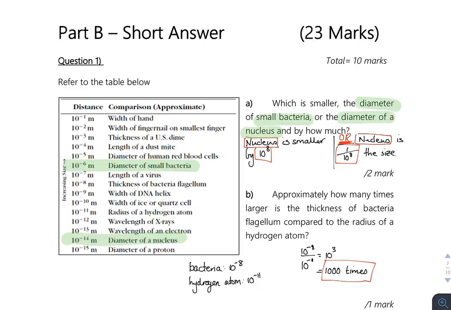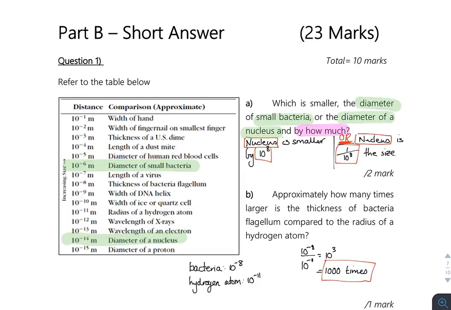And by how much? The difference in those powers is 8. So 10 to the power 8 is how much smaller it is. Some have written that as it is 1 divided by 10 to the power of 8 the size. I've accepted that as an answer. However, the first one is more correct because it asks which is smaller and by how much. So the how much is the 10 to the power of 8. So 2 marks, 1 for the nucleus and 1 for the 10 to the power of 8.